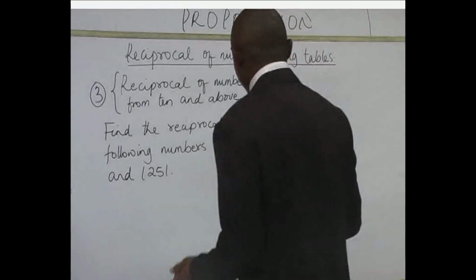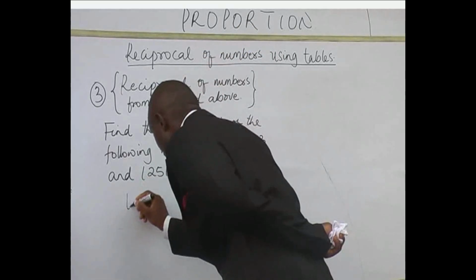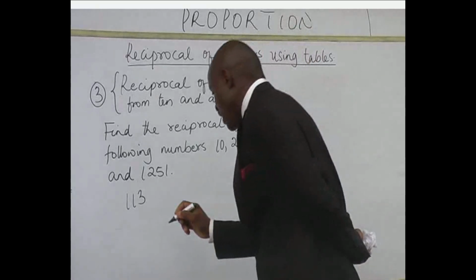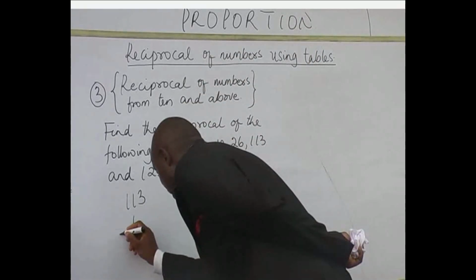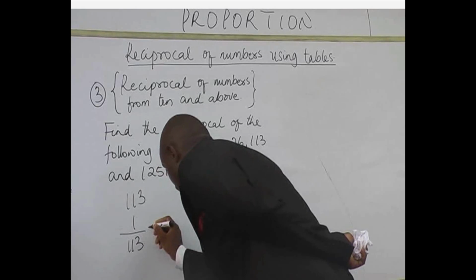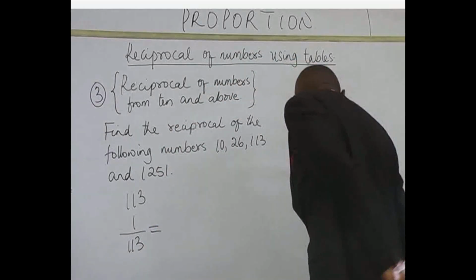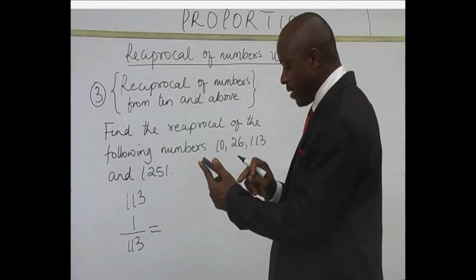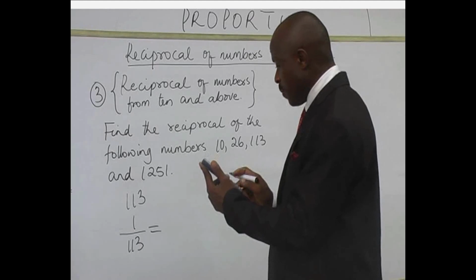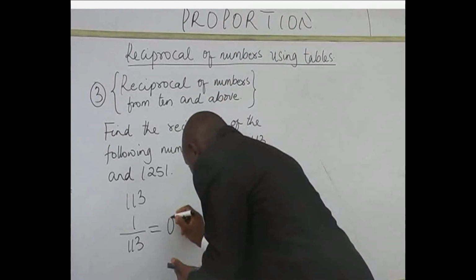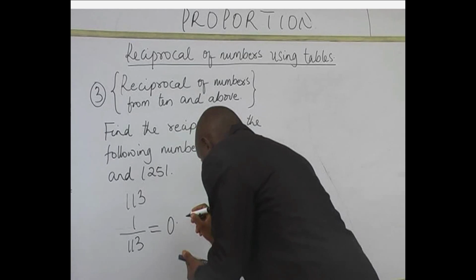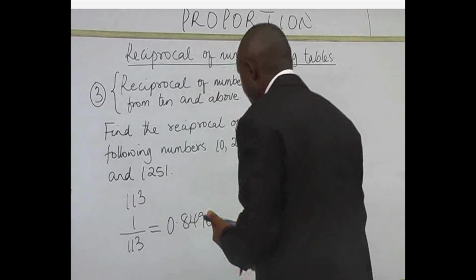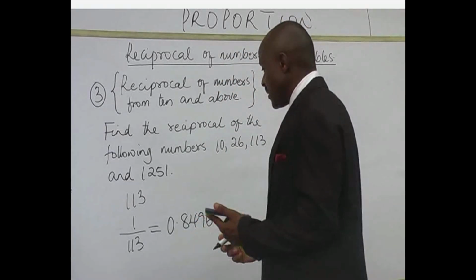The next number we are going into is the reciprocal of 113. Reciprocal of 113 means 1 divided by 113. And with the calculator, let's find what it will give us. 1 divided by 113 is 0.8496. I have rounded it to 4 decimal places.